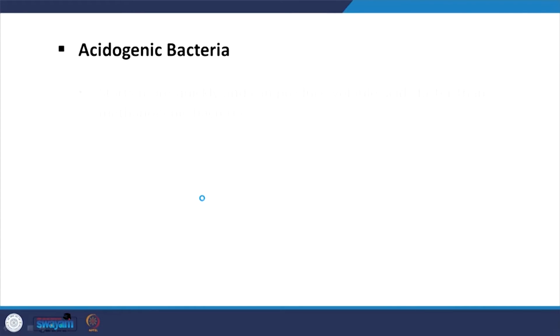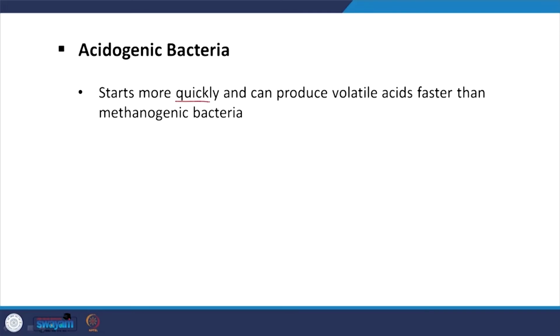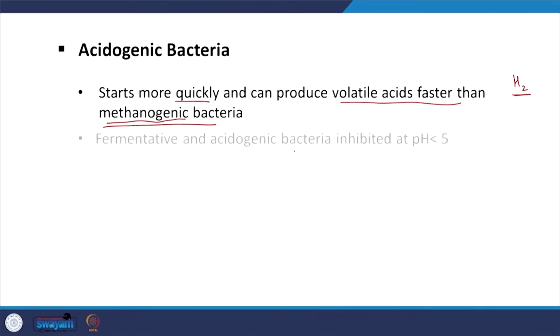We have acidogenic bacteria, they start quickly and can produce volatile fatty acids faster than methanogenic bacteria. So, this was the key that I mentioned earlier. In this process, if hydrogen accumulates too much and is not removed by these methanogenic bacteria, which grow slowly or take time to grow, then your system is going to fail, it is not going to be beneficial to the microbes to take the reaction forward. Why? The delta G is maybe not favorable anymore, that is something to keep in mind.